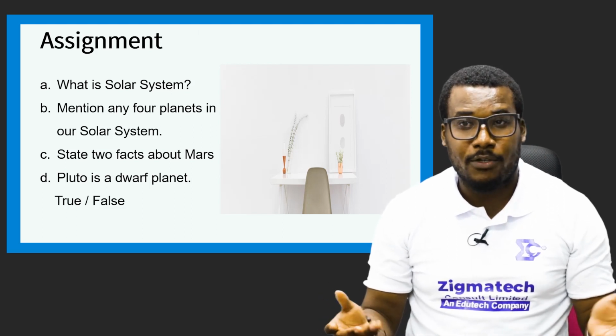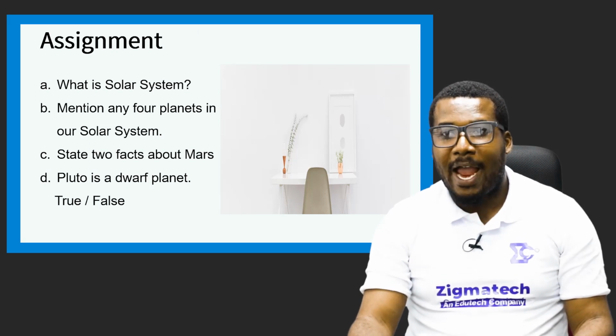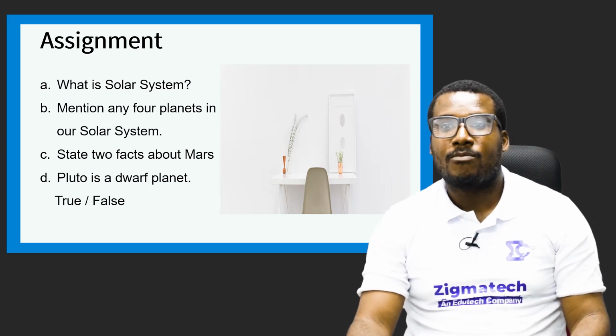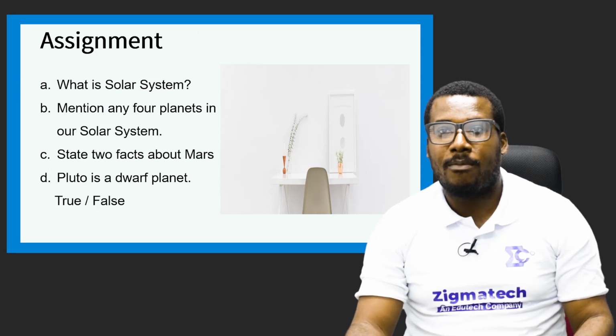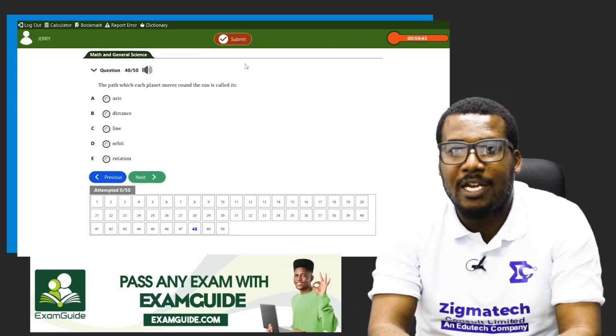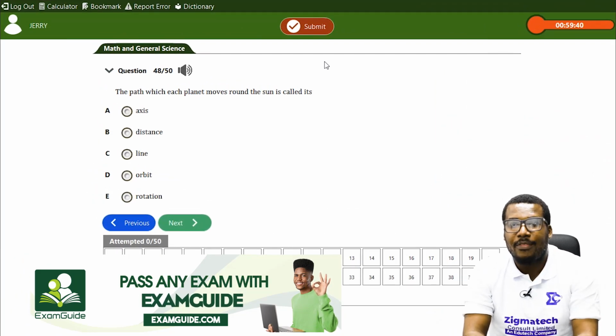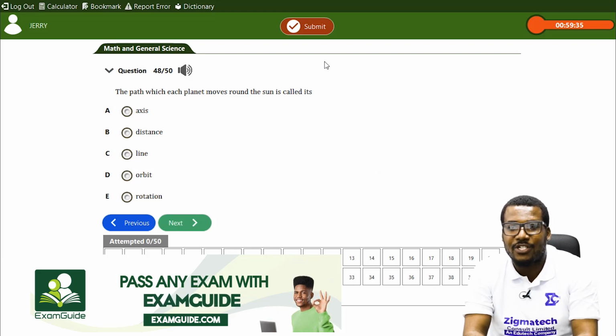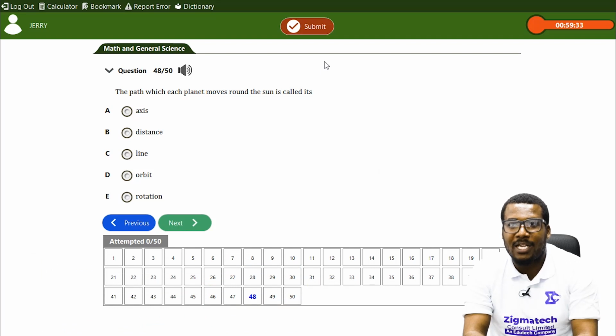Now, before we end completely, can we just see some questions from years past? There was a question that was given to us, number 48. The question says, the path which each planet moves around the sun is called its dash. They gave option A, axis, B, distance, C, line, D, orbit, E, rotation. And from all we have learned today, you know the answer will be D, which is orbit.